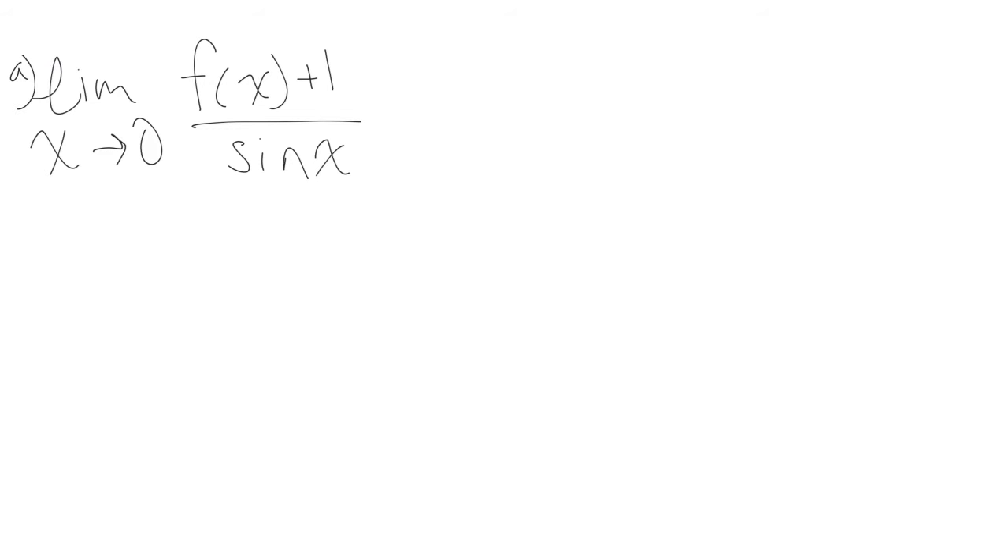All right, so part A is asking for the limit as x approaches 0 of f of x plus 1 over sine of x. So we know f of 0 is equal to negative 1, so this is approaching 0. And sine of 0 is equal to 0, so this is approaching 0. This is indeterminate. When something is indeterminate, that means we can apply L'Hopital, or L'Hospital. I don't care what you call him. He's a dead French dude.